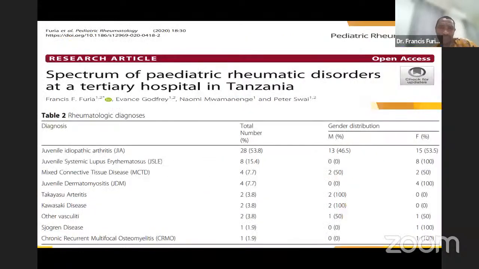We have also documented Takayasu arteritis in Tanzania in a retrospective review that we did from the period of 2012 to 2019. So 2 children were found to have Takayasu arteritis. So it is not something that we don't see.